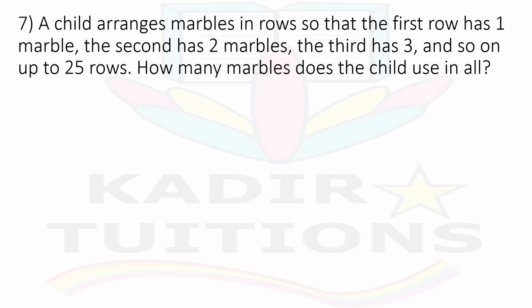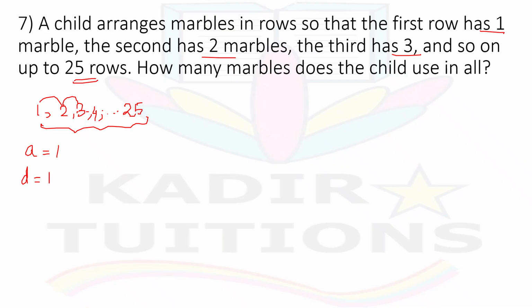A child arranges marbles in rows so that the first row has one marble, the second row has two marbles, the third row has three, and so on up to 25 rows. How many marbles does the child have in all? Okay, so over here first I will make a sequence. First row one marble, second row two marbles, like that it keeps on going till 25 rows. By seeing the sequence I can say it's an AP because the difference is the same. So the value of A is 1 and the value of D, the difference between two terms, is also 1.